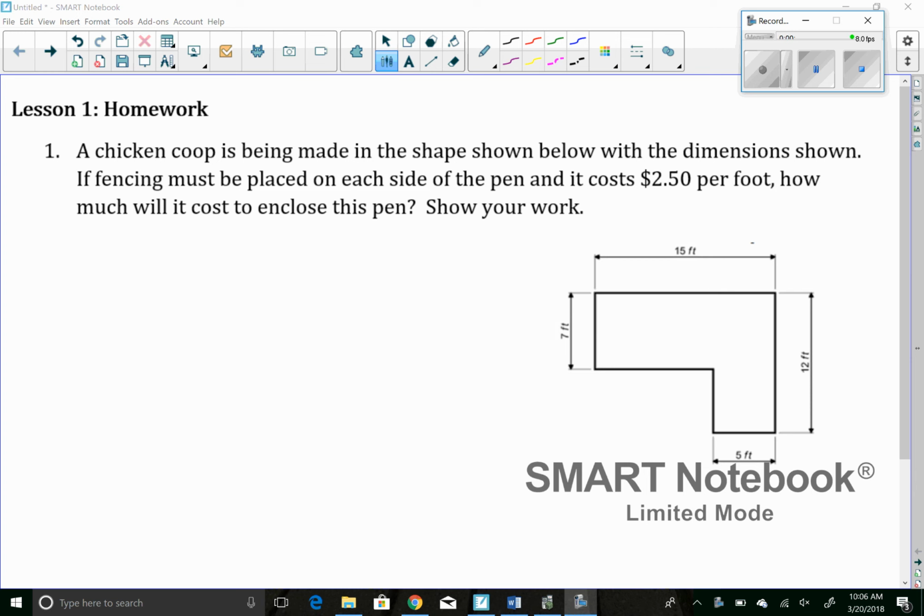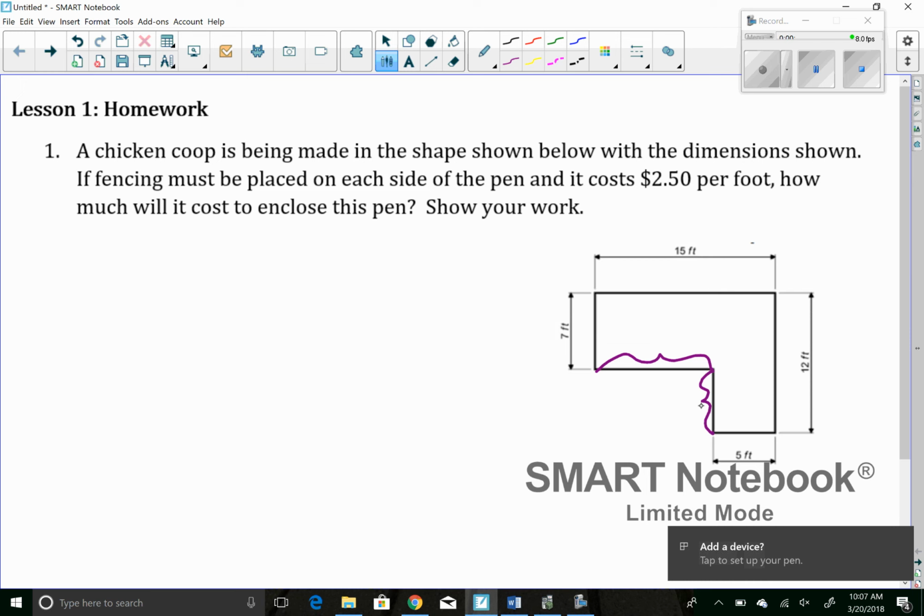It talks about a chicken coop, and it wants us to figure out how much it's going to cost to enclose the entire chicken coop. So that's telling us we want to know the perimeter. So we want to know all of the sides of this shape. I know a couple of them already. I know this one side is 7, this one side is 15, this one side is 12. But I don't know these little pieces here. I don't know this piece, and I don't know this piece.